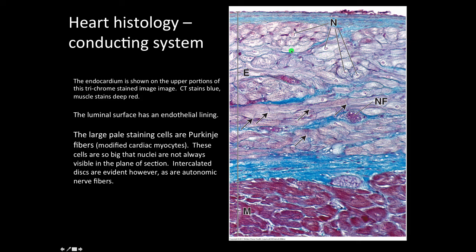The cells are large, so there's less of a concentration of the contractile myofibrils. Here you can see in the cardiac muscle the more densely staining cells packed full of the contractile myofibrils. But the intercalated discs here show very nicely in these Purkinje fibers. There are also some profiles of autonomic nerve fibers in this part of the endocardium.